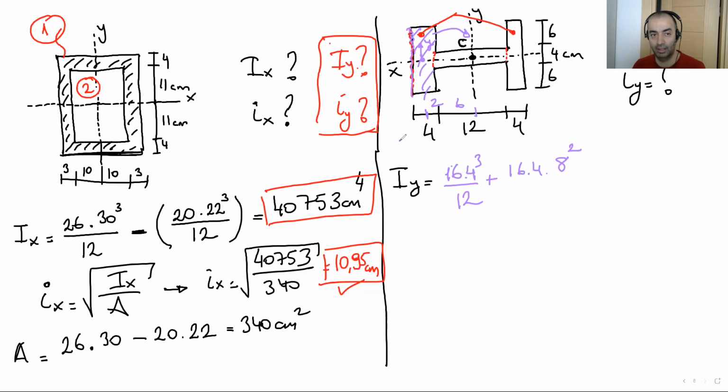So what I said at the beginning, we have two identical rectangles. That's why I'm going to multiply this by 2. Okay, now I did this one. What we have more, we have the web.